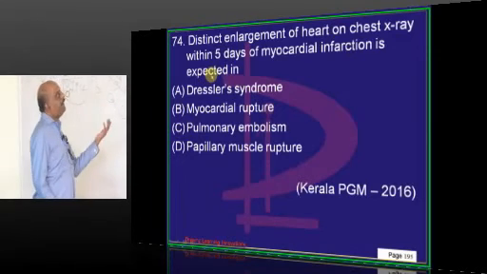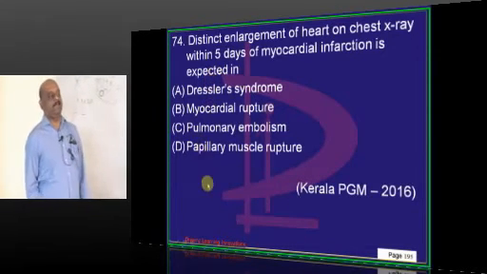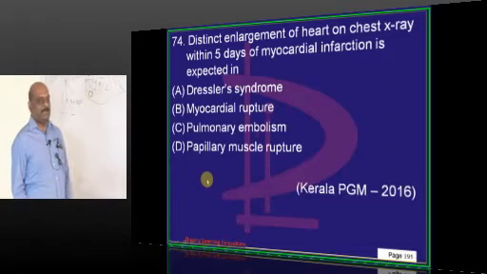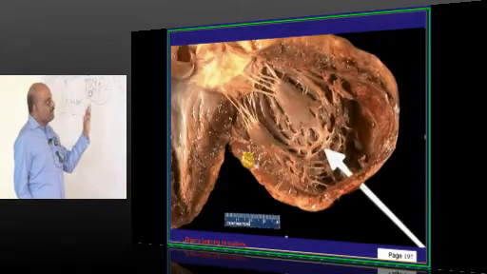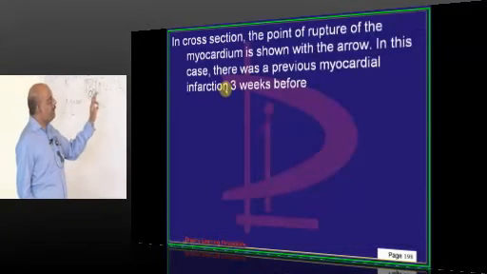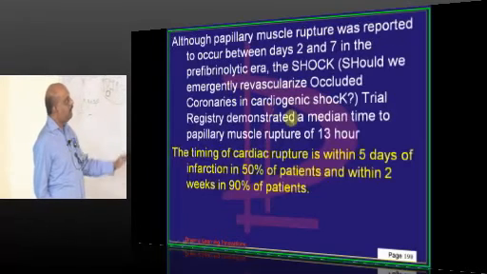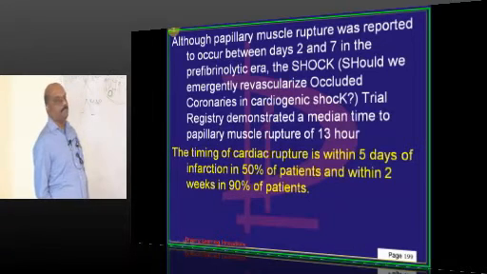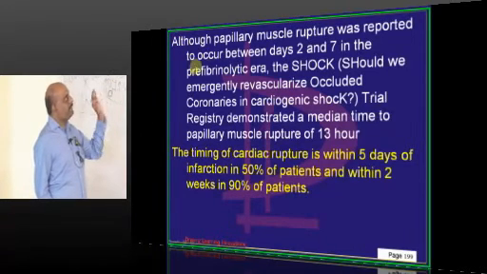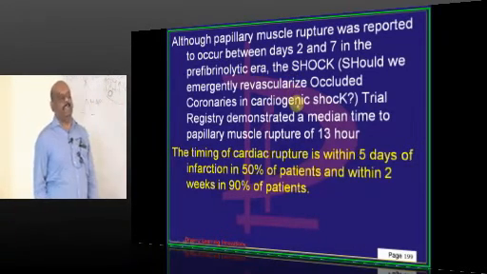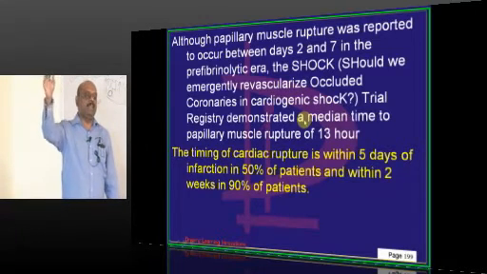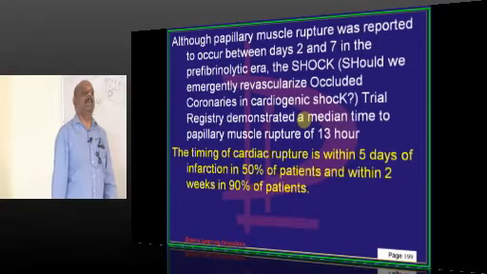Distinct enlargement of the heart on chest x-ray 5 days after MI. Common sense question. You will suspect myocardial rupture typically when? Typically within 5 days, and within 2 weeks in 90% of cases. Papillary muscle rupture is reported between the 2nd to 7th day. Myocardial infarction is the highest yielding topic in general medicine. Complications of MI is a favorite topic.